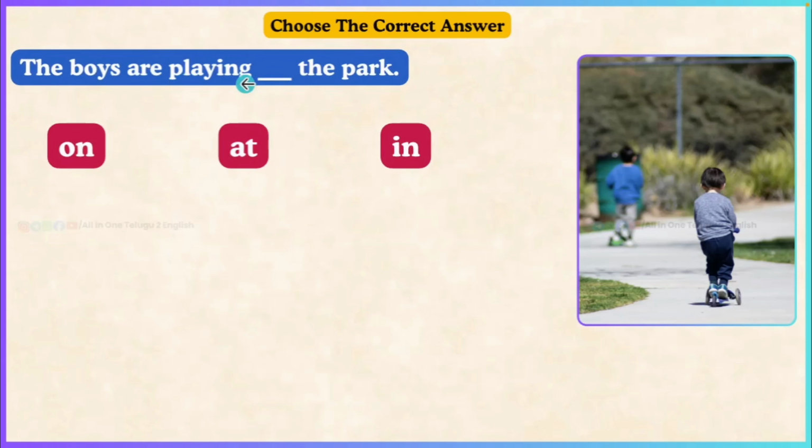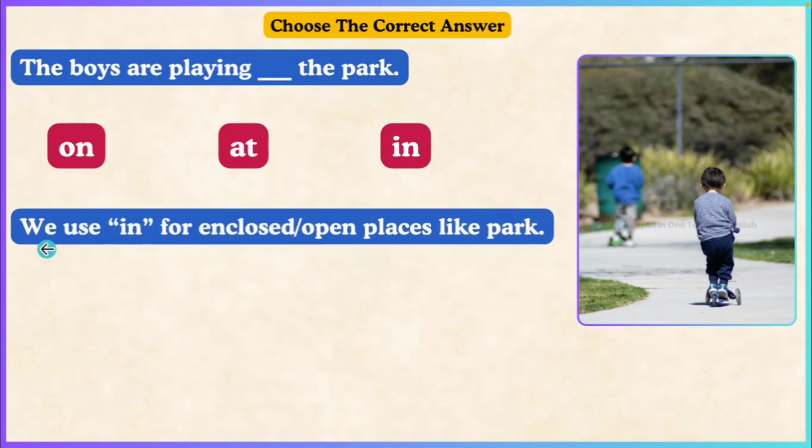The boys are playing on the park. The boys are playing at the park. The boys are playing in the park. We use in for enclosed or open places like park. The boys are playing in the park.